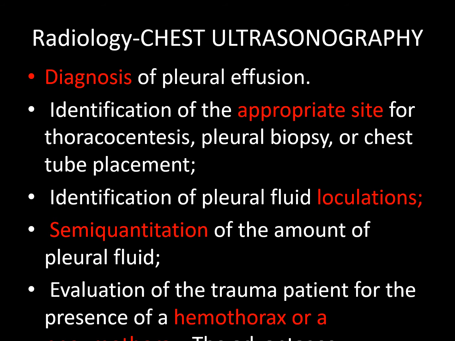It helps us to identify the appropriate site for thoracocentesis, pleural biopsy or chest tube placement. It helps to identify whether the pleural fluid is loculated or not. It can also help us to quantify the amount of pleural fluid. It also helps in evaluation of the underlying etiology, like whether the fluid is hemothorax or pyothorax, or whether the underlying structures have been damaged. Ultrasound can give us a fair idea about that.